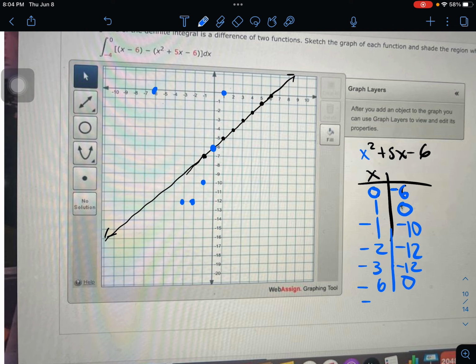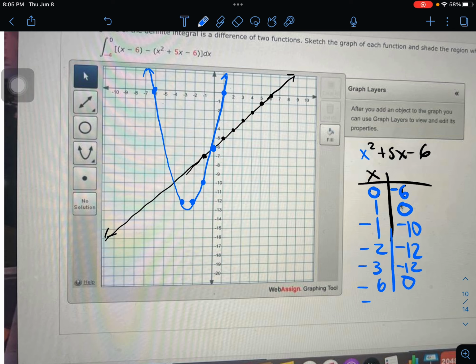You probably don't need that many points. I'm not sure how your tool works, but you probably only need like 3 or 4 points, and then you hit that tool and it'll connect your points. So I'll go ahead and do that. I did way too many points. So I get that function right there.